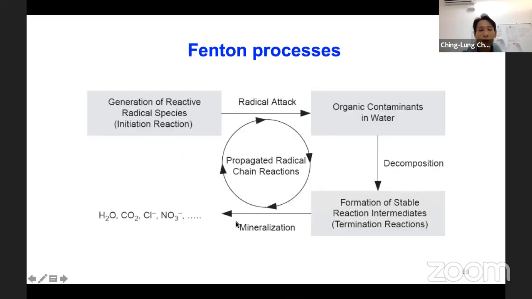So this is the Fenton process. The Fenton process is just you generate a radical like a hydroxyl radical, and then the radical will attack the organic contaminant in water. When you attack the organic compound in the water, the contaminant will be broken down, and then it will form a stable intermediate, and then it will be mineralized to other final products.